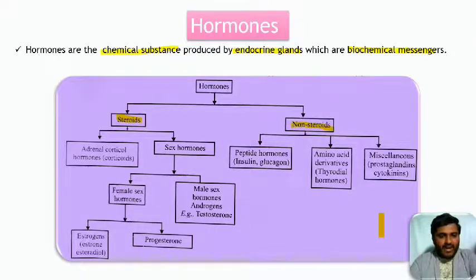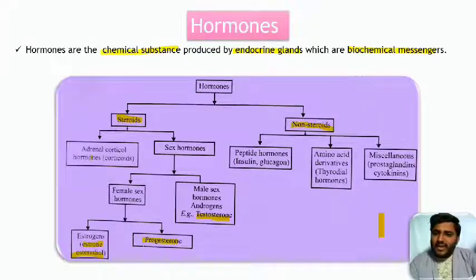In steroid hormones, again two types: adrenal cortical hormones and sex hormones. Adrenal cortical hormones include corticoid hormones, and in sex hormones again two types: female sex hormones and male sex hormones. Male sex hormones are usually androgens. An example is testosterone. In female sex hormones again two types: one is estrogen, which secretes estradiol hormone, and the second is progesterone, which secretes progesterone hormone.